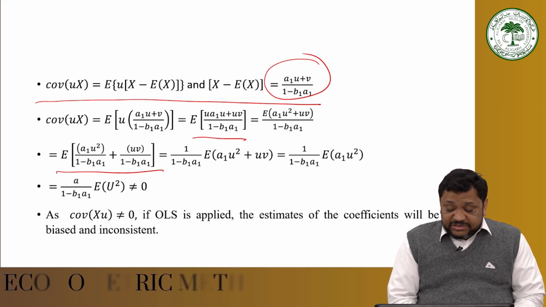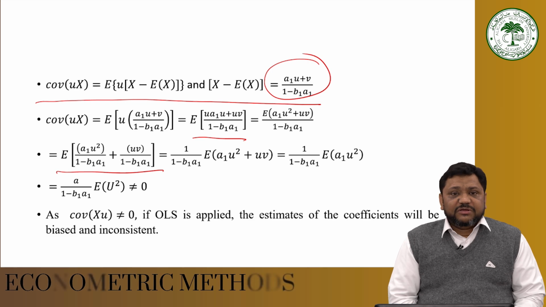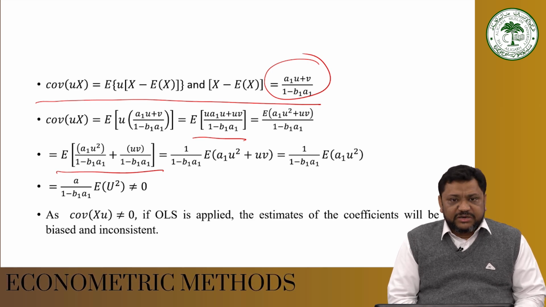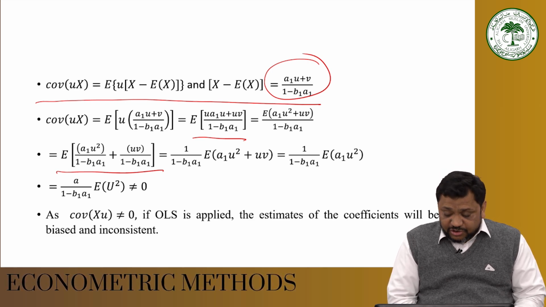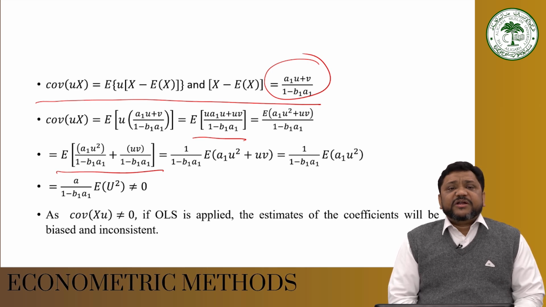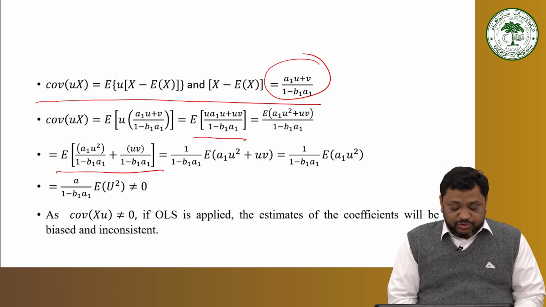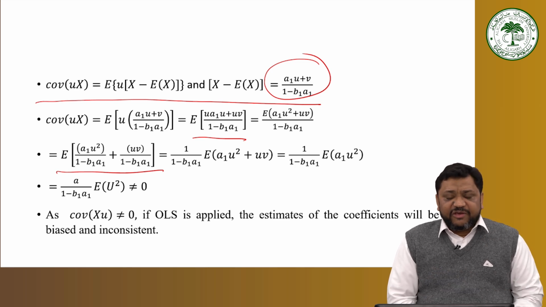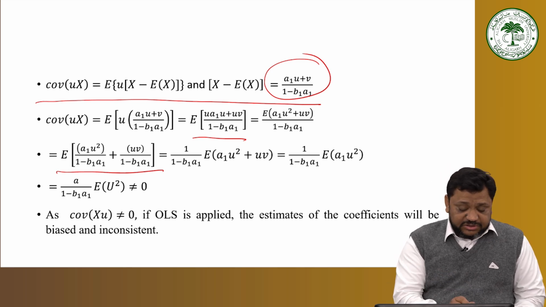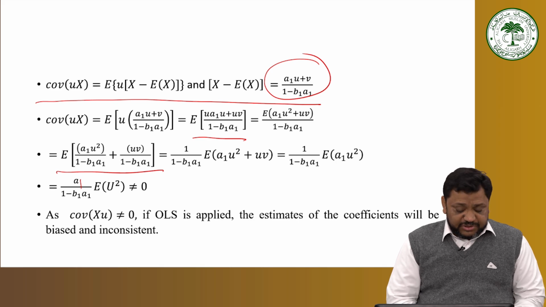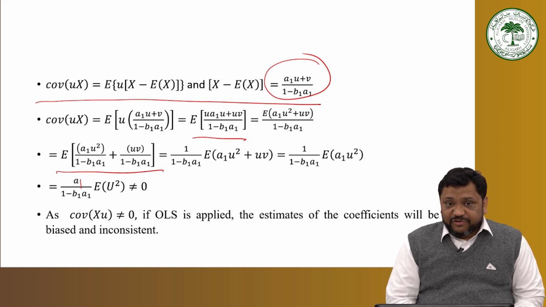Since u and v both are error terms, the expected value of uv will be 0. So what we are left with is 1 divided by 1 minus b1 a1 expected value of a1u square. Now we can also take a1 outside. So finally we write it, please note the correction over here, it's a1 divided by 1 minus b1 a1 multiplied by expected value of u square.